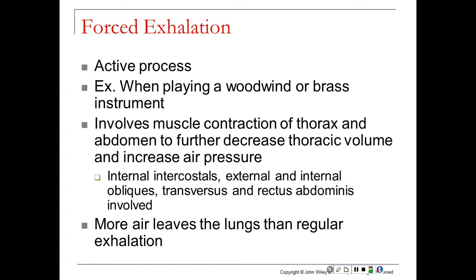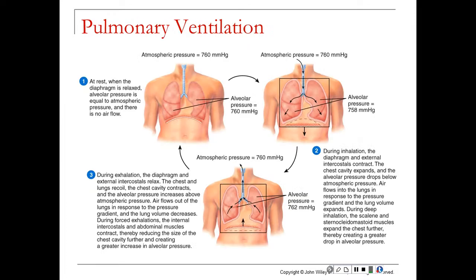There's also forced exhalation, which actually is an active process. This would be like when you're playing a woodwind or brass instrument. This would be when you're trying to blow out, not when you're just sitting there quietly reading and breathing in and out during quiet breathing. This is involving special muscles for contraction of the thorax and abdomen. This would be things like your internal intercostals, your external internal obliques, transversus, as well as rectus abdominis. This is going to move air very quickly out of the lungs because there's a higher pressure difference. More air is going to leave the lungs than in a regular exhalation.